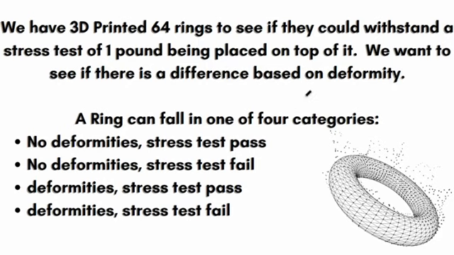Now, we can assume, as our first assumption, that these 64 rings are considered randomized, as a 3D printer has a 32%-ish chance, depending on the printer, of having some type of deformity or failure in each print. So for 64 rings, each one will have about a 32% chance of failing, then a 68% chance of not failing. Now, each one of these rings can fall into one of 4 categories.